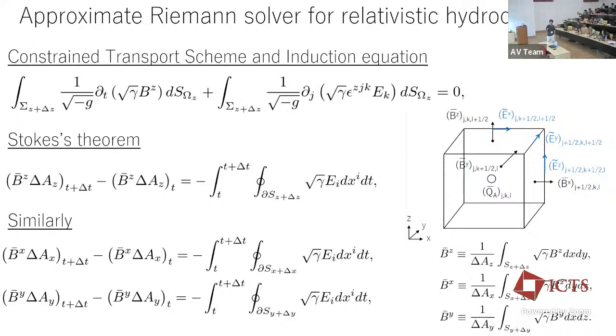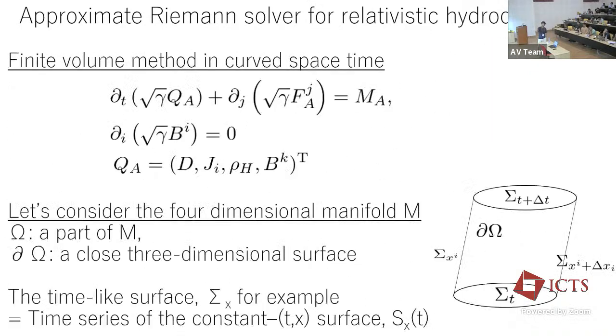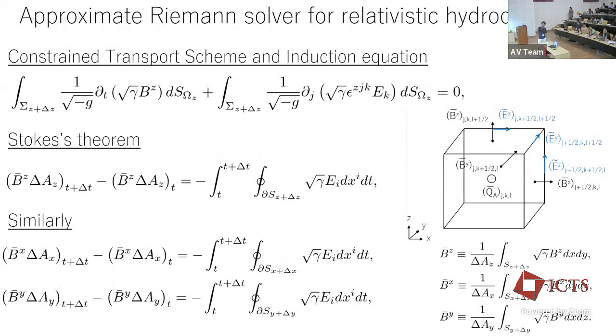We have to derive the discrete form for the induction equations. To do that, let's start by integrating, for example, the component of the induction equation on the surface d-omega, which is part of this surface. Then the second term, you can rewrite by Stokes' theorem because it contains a rotation of E. Then this equation is reduced to this one.